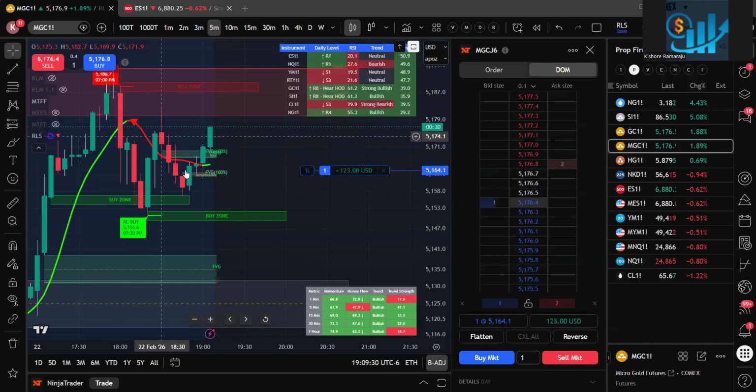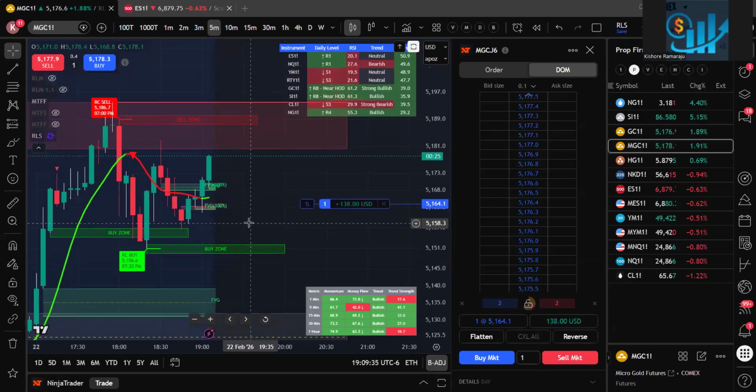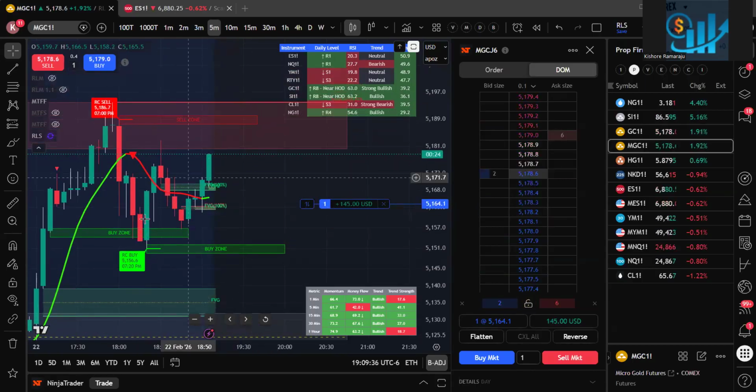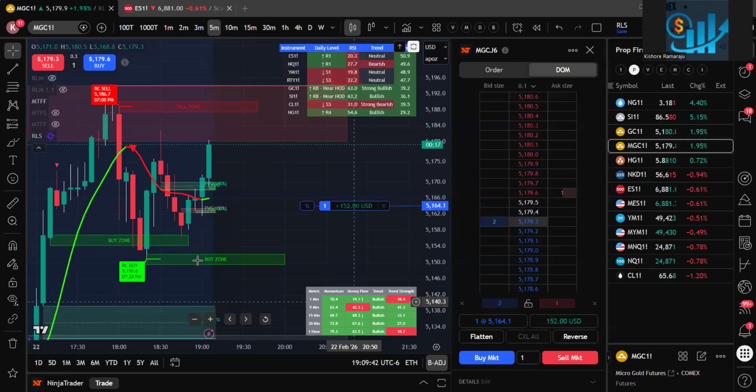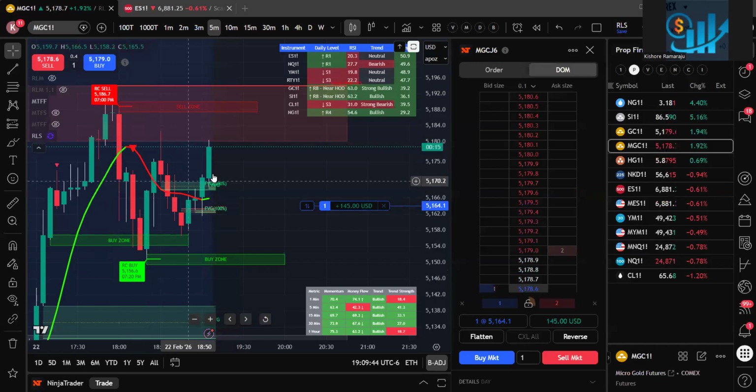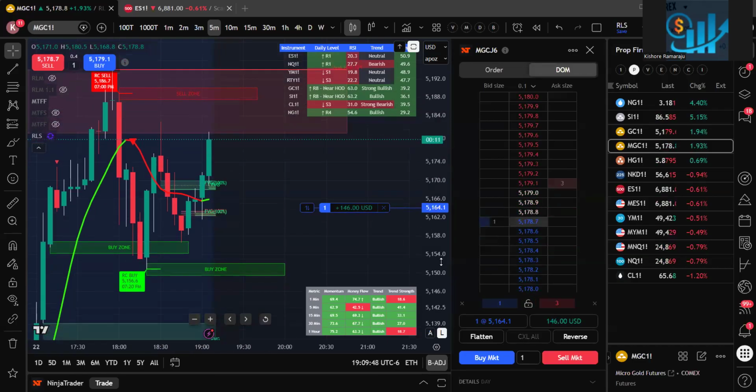If it is a personal account, you can trade minis also. But with a prop account, because you have a lot of rules, stop loss, trail stop, all those things, you want to avoid taking risk. But if it is a personal account, you would have made $1,000 with one mini contract, $1,400.